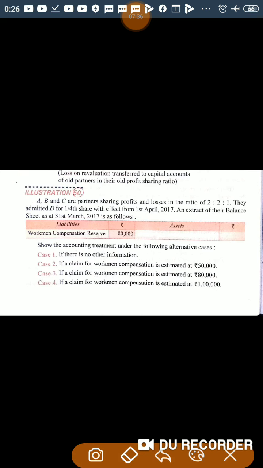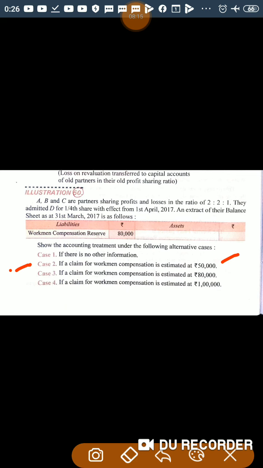In the second case, they have given you the situation that a claim for workmen compensation is estimated at 50,000. So this information would be given as an adjustment at the time of admission of a partner. So what will be the accounting treatment?